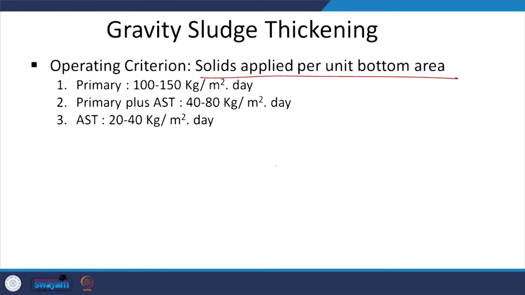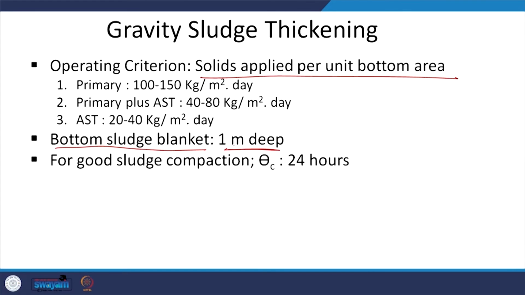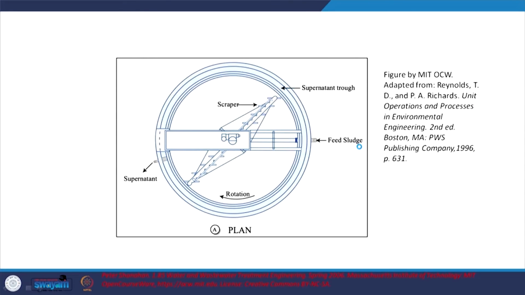Obviously, it depends upon how easily the relevant particles can be separated, or the velocity of zone settling, I guess. So that is something to keep in mind, and as I mentioned, the bottom sludge blanket should be 1 meter deep, ideally. For good sludge compaction, we want a retention time of around 24 hours, typically. So this is what we see out here.